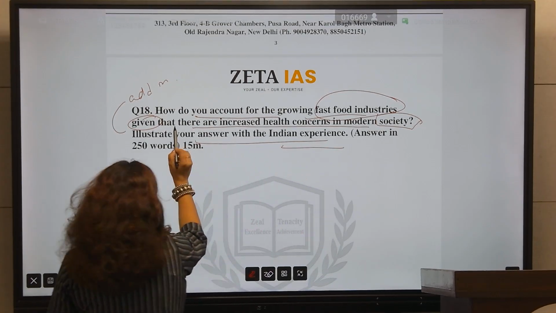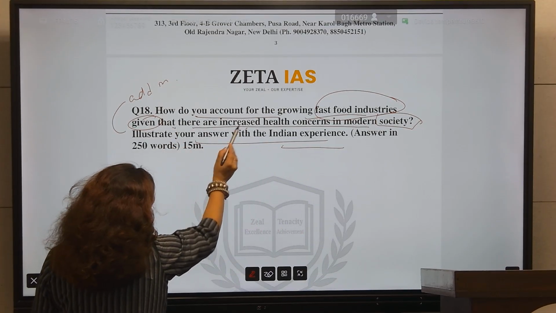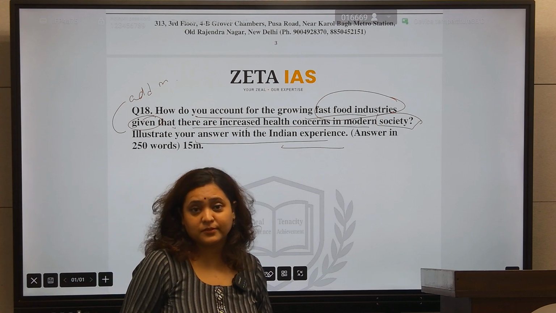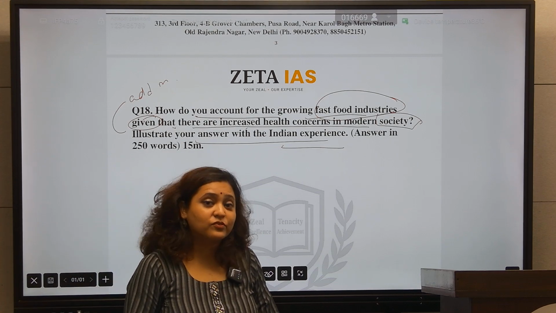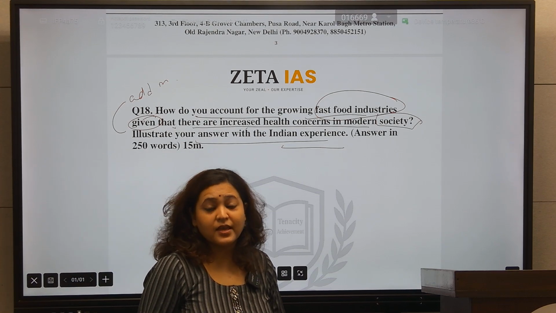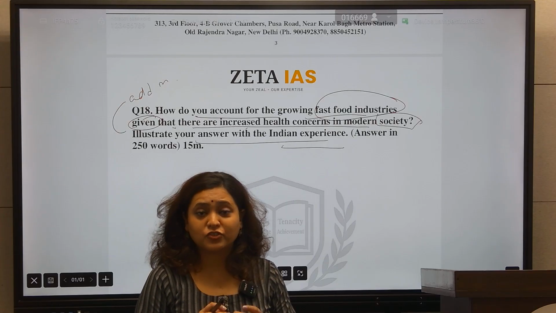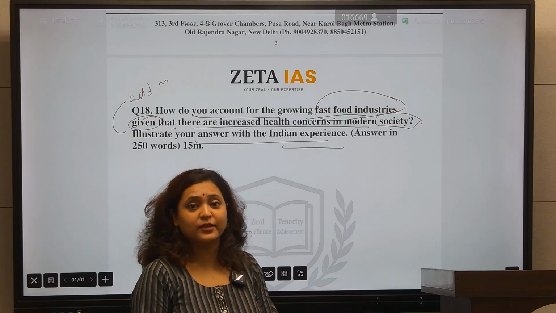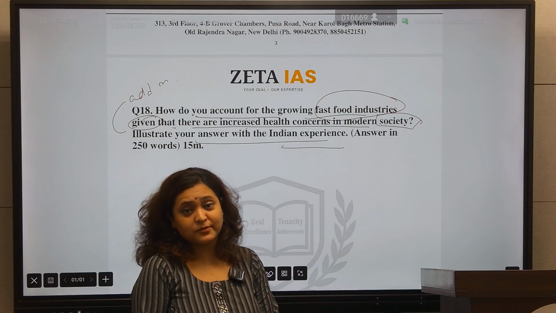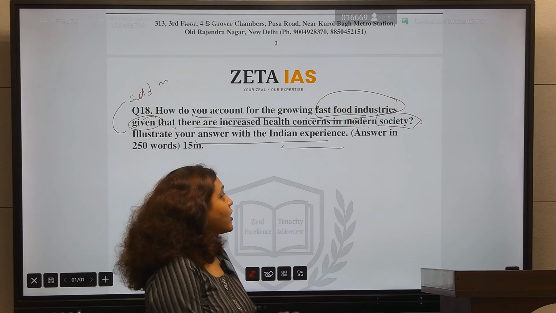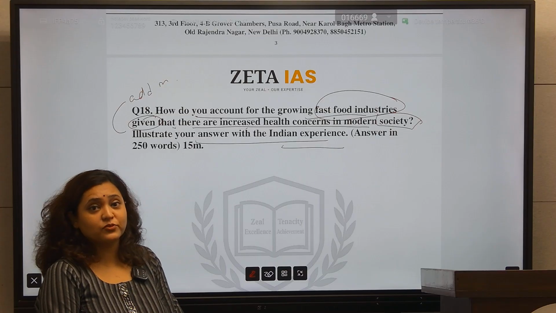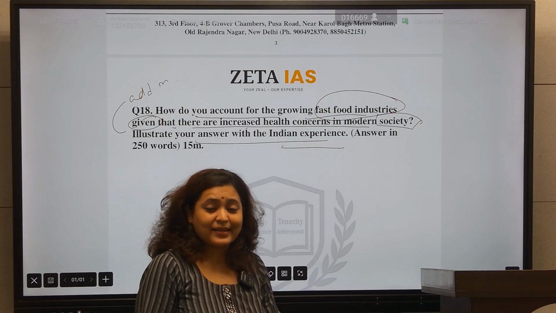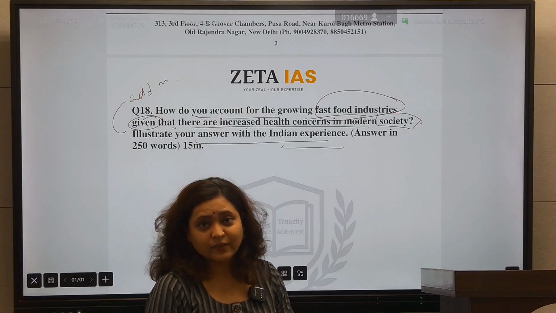Of course, this is also relevant and it has importance, but again, stick to your syllabus. This is why we say that please read your syllabus very, very carefully. Health is a part of your GS2 syllabus and not GS1 syllabus. You have to strictly adhere to GS1 syllabus. So you have to talk about society. You have to talk about fast food industry's impact on society. You do not have to talk at length about the health effects that it is having.